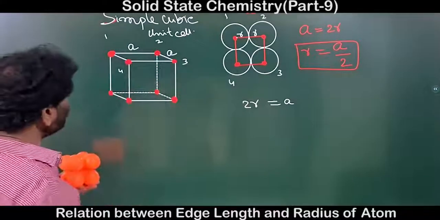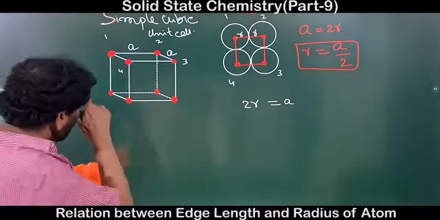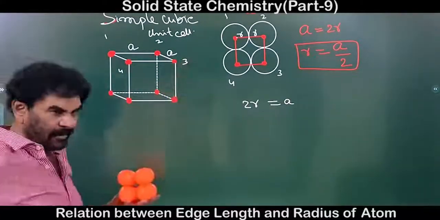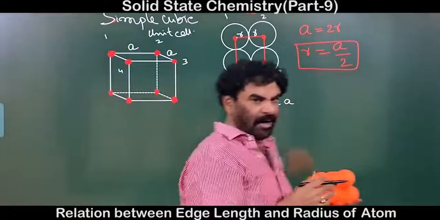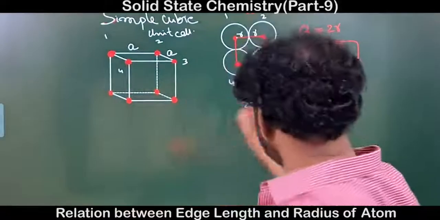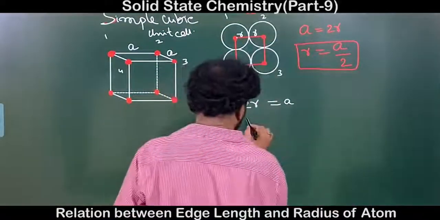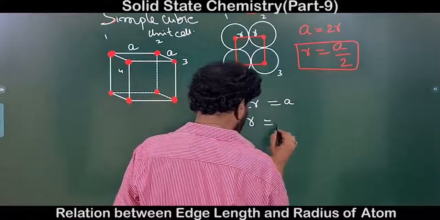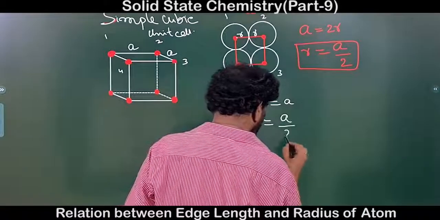Edge length in the simple cubic system is equal to 2R, where R is the radius of the atom. Therefore, R is equal to A by 2.